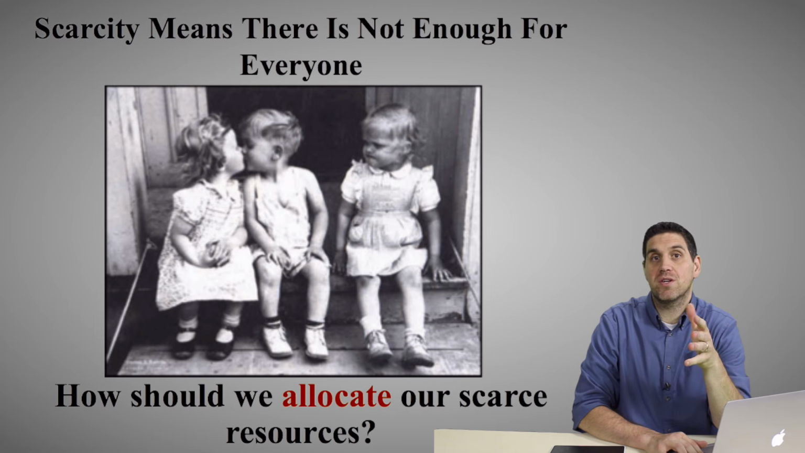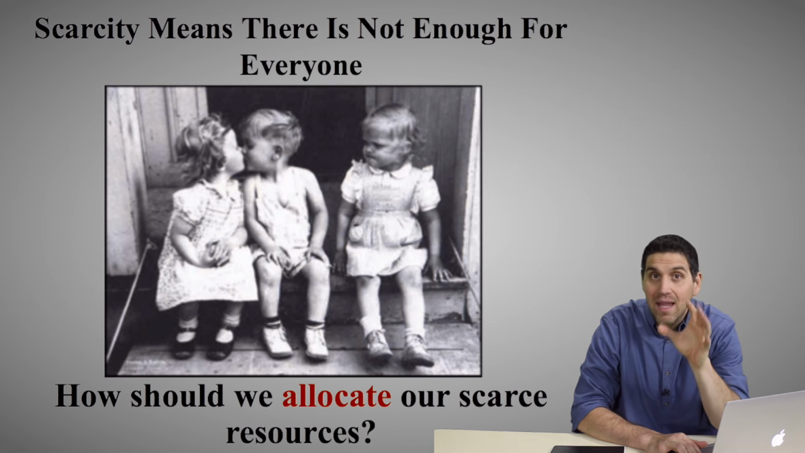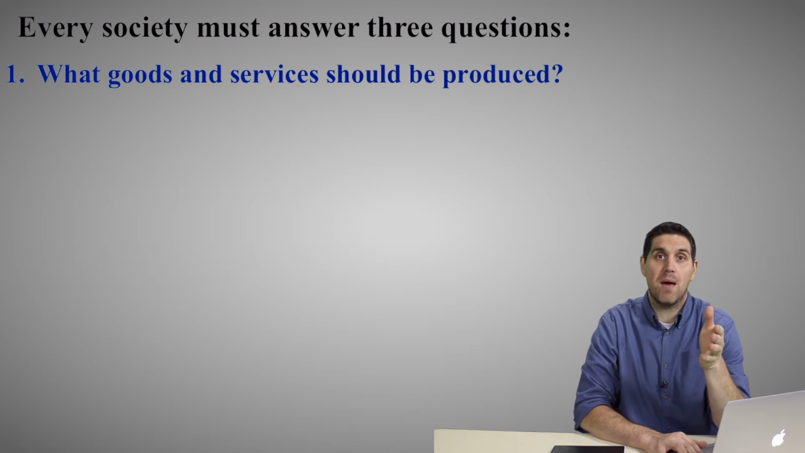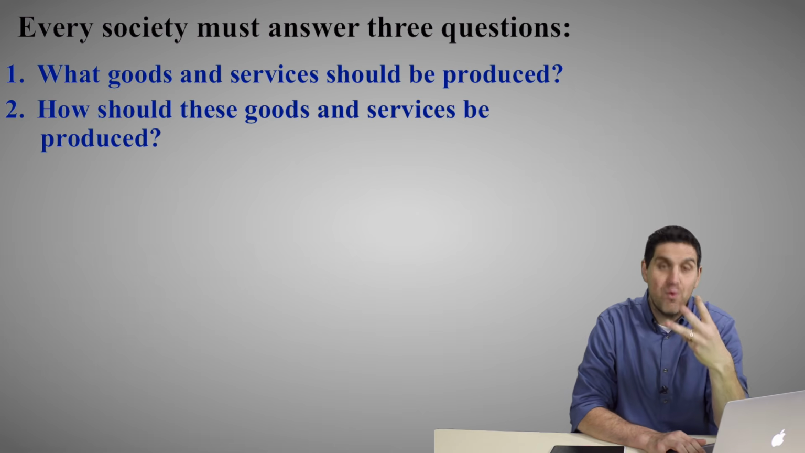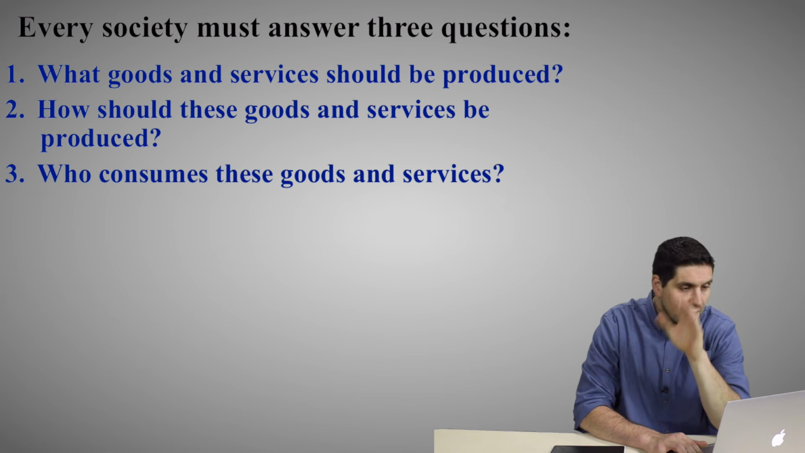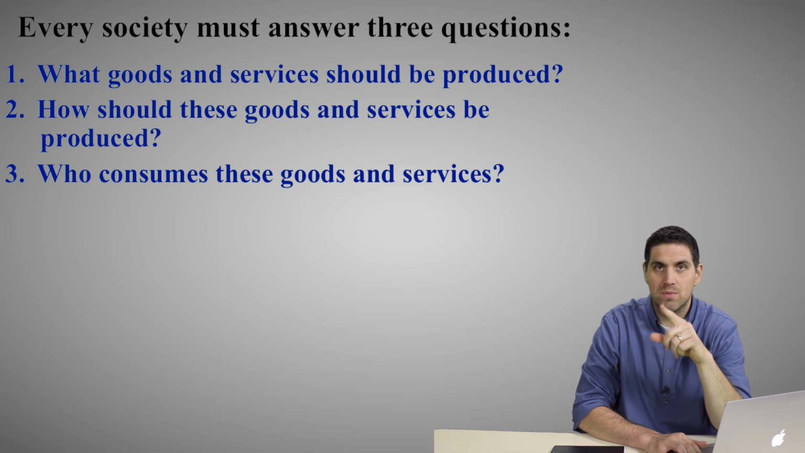Now let's look at the big picture. Scarcity means there's not enough for everyone, so we have to figure out the best way to allocate our scarce resources. Now, how we do that determines something called our economic system. There's three main economic questions every society has to answer: what goods and services should be produced, how it should be produced, and who consumes those goods and services.